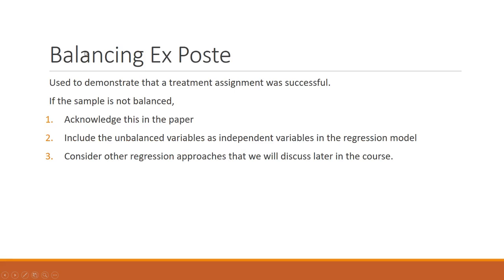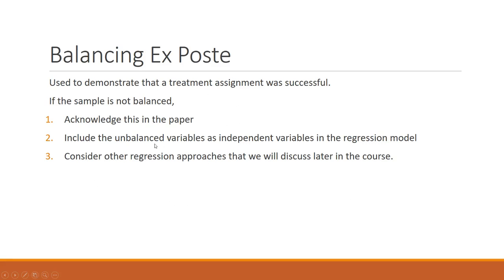All right. So we balance ex post. We use this to determine if the treatment assignment was successful. If the sample is not balanced, we have to acknowledge this in the paper. We will then include the unbalanced variables as independent variables in the regression model. And we might include other regression approaches that we'll talk about later in the course. That's how we would solve it, basically.